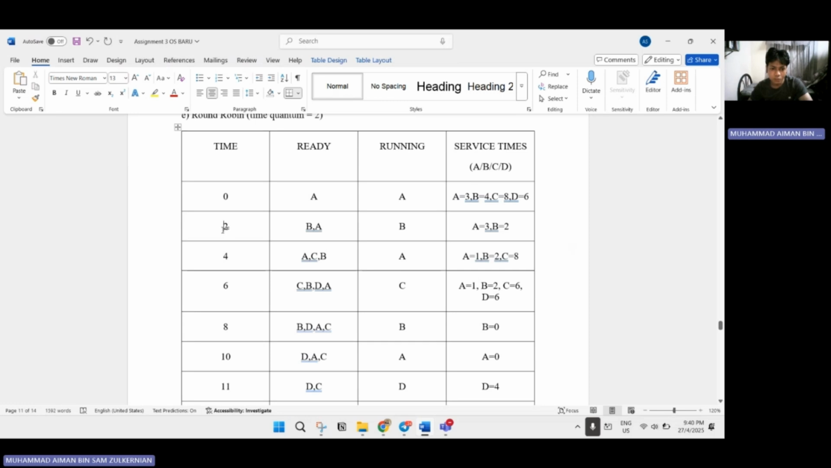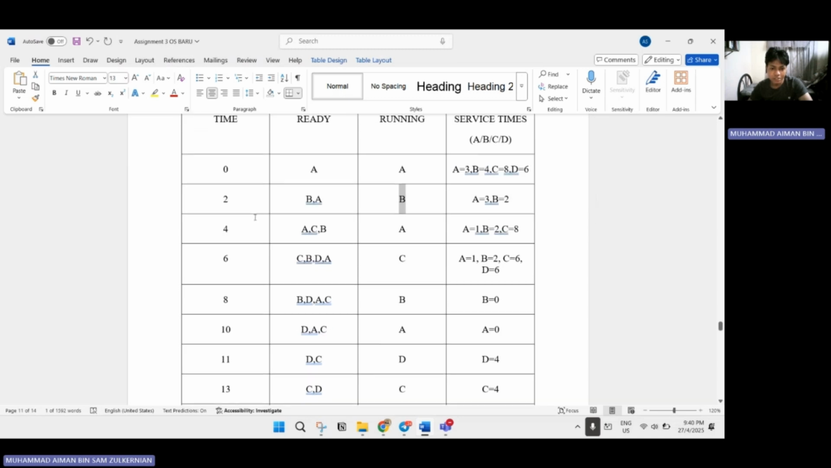At time 2, we got the ready is B and A. As the service time, we got A equal to 3 and B equal to 2. So first come first serve. B comes first, we run the B first. So at time 4, we got the ready is A, C, and B. So A equal to 1, B equal to 2, C equal to 8. And A comes first because A is the shortest. A equal to 1, so we run the A.